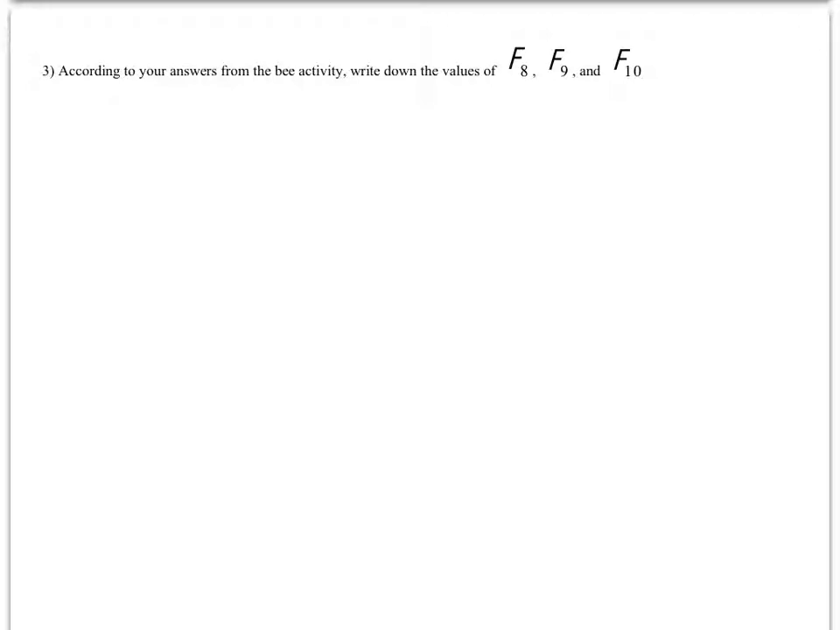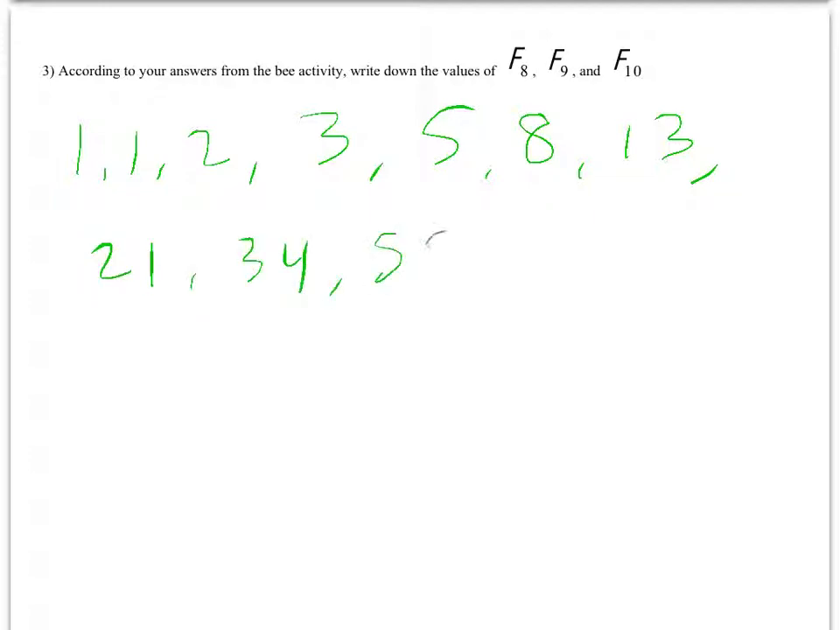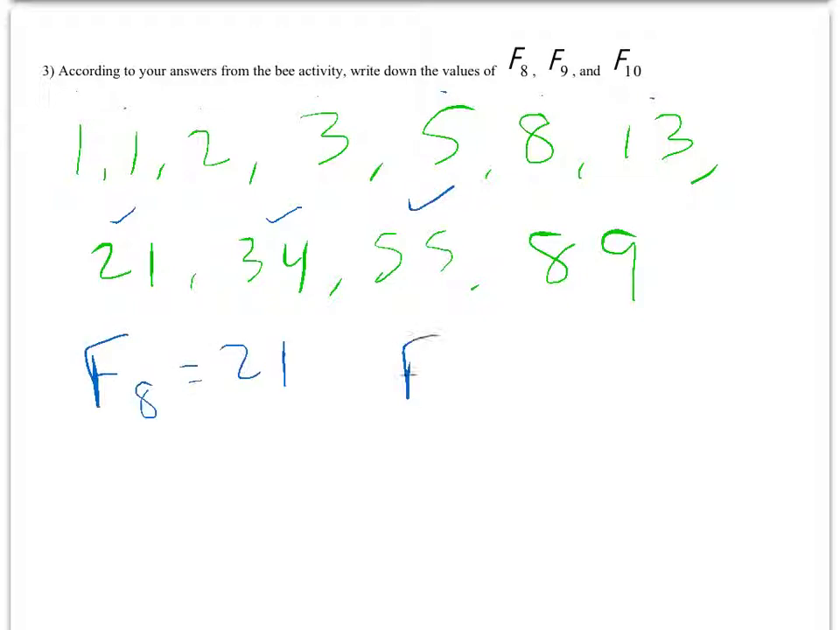Okay, so let's rewrite the Fibonacci list. It goes 1, 1, 2, 3, 5, 8, 13, 21, 34, 55, 89. So if I want to figure out F8, F9, and F10, those are just the 8th, 9th, and 10th numbers in the list. So I have 1, 2, 3, 4, 5, 6, 7, 8, 9, and 10. So F8 is 21, F9 is 34, and F10 is 55.